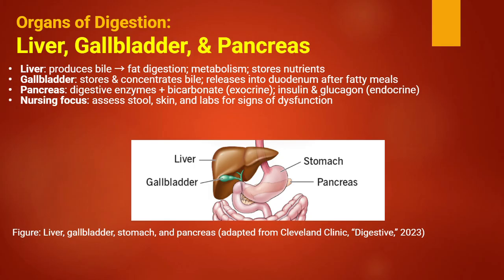As nurses, our focus is on assessment and early recognition. We watch stool patterns, skin color, vital signs, and lab work, all of which may provide early warning signs of dysfunction in these organs. Prompt recognition allows us to intervene and collaborate with providers to prevent complications such as malnutrition, electrolyte imbalances, or uncontrolled diabetes.